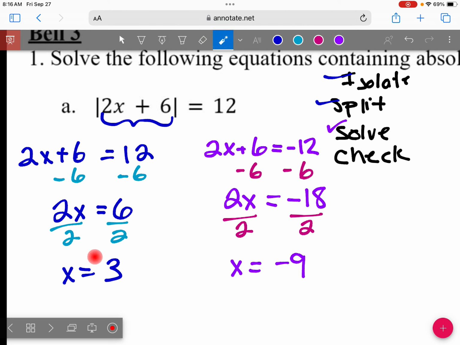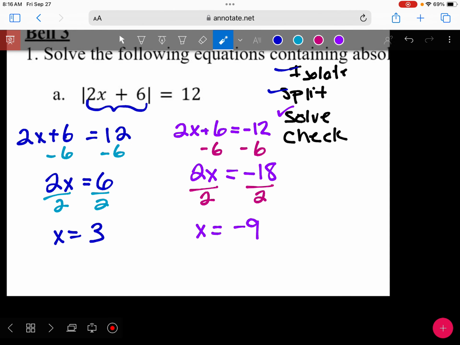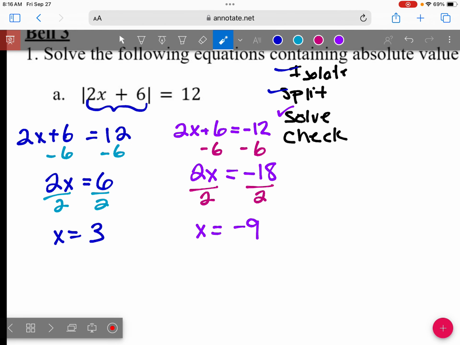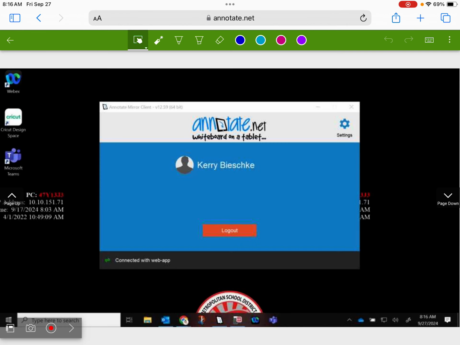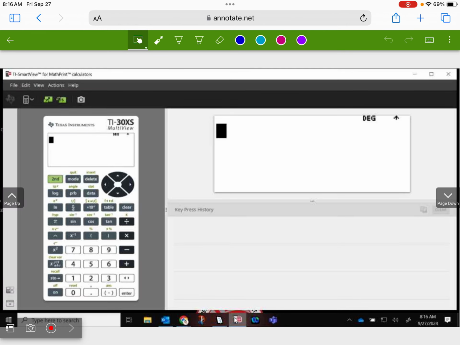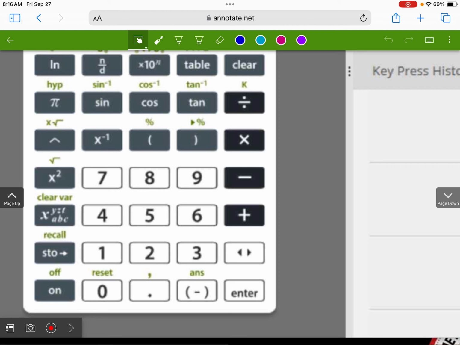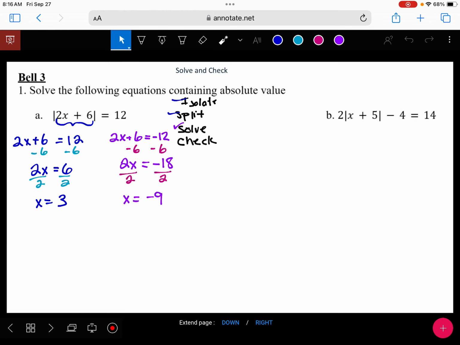For our check, we can take these pieces, substitute them into here, and see if that will make an absolute value of 12. And you can use our calculator for that. My 2x plus 6, when we do that in the calculator, hello calculator, come back, thank y'all. So 2 times 3 plus 6, we do get a positive 12. The absolute value of positive 12 is 12, so this one checks.